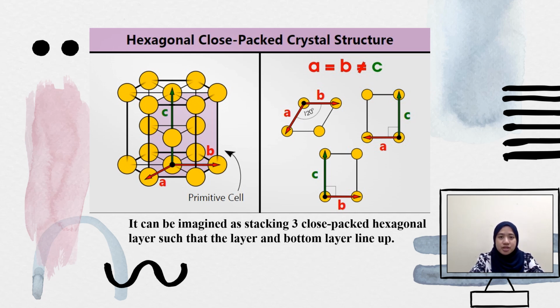The HCP unit cell can be imagined as a hexagonal prism with an atom on each vertex and three atoms in the center. HCP also has 6 atoms per unit cell. It can also be imagined as stacking three closed-packed hexagonal layers such that the top layer and bottom layer line up.